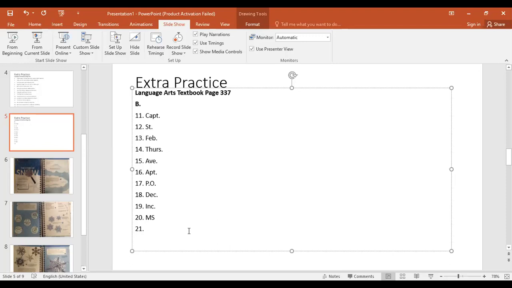Okay, all right, number 21, Mr. Shlok. What is the abbreviation for Mr.? Mr. like this. M, R, dot. Mr. Okay.